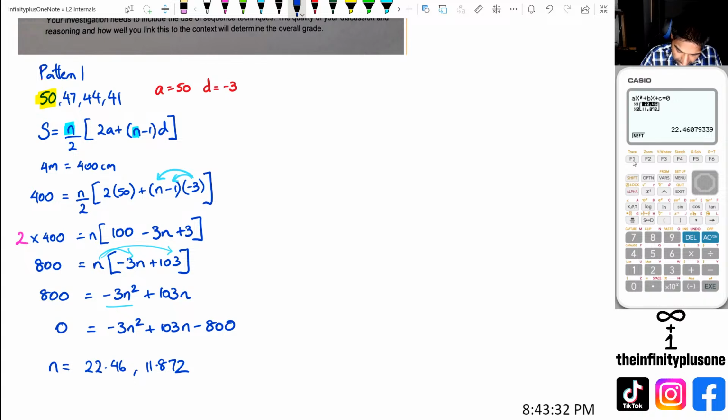So this is where you've actually got two values here. If you think about it, eventually the pattern is going to become 0 and so on. So what if you look at 22.46? We can try it out. We can actually put Tn. So I want to figure out T of 11, and I also want to do T of 22.